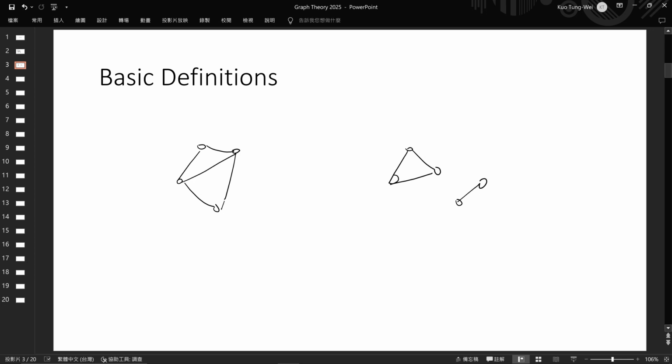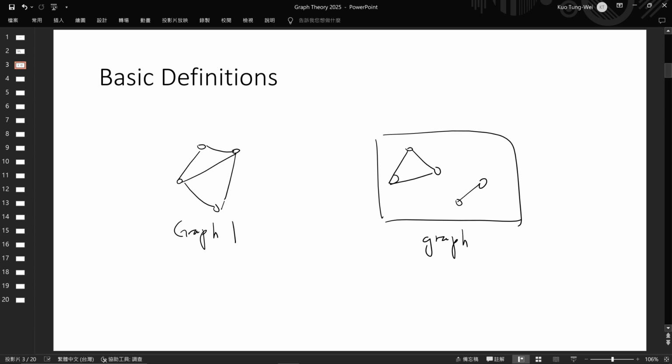And this is the other graph. So this is one graph and this is one graph, okay? So this is graph 1. And this is graph 2. Okay. So what is a graph really?